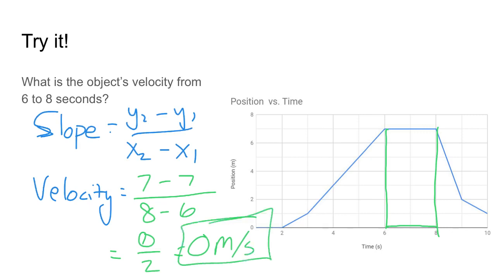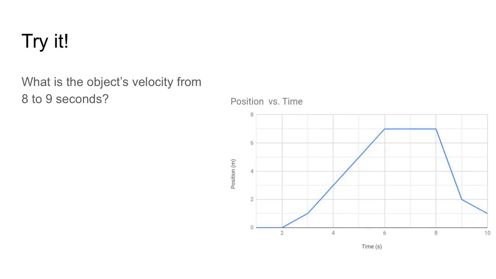And we can tell that that's true because our slope right here is a flat line. So whenever you see a flat line on a position versus time graph, that means that object is not moving. It didn't go anywhere. And our last one here is, what is the object's velocity from 8 to 9 seconds?